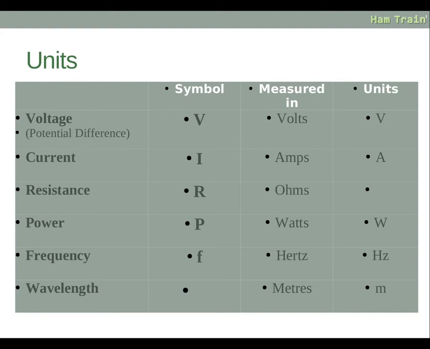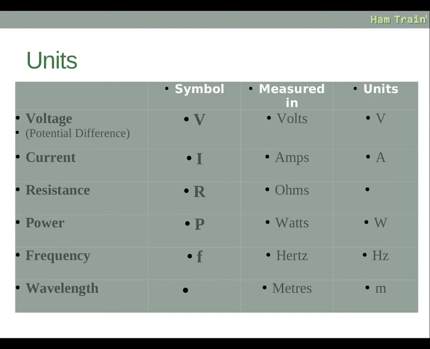There are several units in science that help us to measure and quantify values, and this table shows the ones that you need to learn for the foundation license. We have here voltage. The symbol for voltage when it's written is a capital V. It's measured in something called volts, same as we would measure miles for distance, and the units are also volts. So if you work out a calculation and it ends up being 10, it would be 10 V, 10 volts.